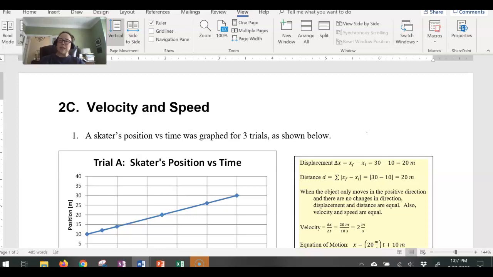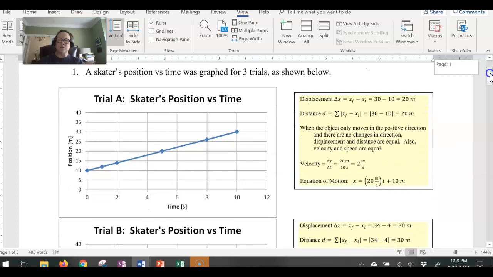This webcast is looking at Worksheet 2C, where we're talking about velocity and speed. In this worksheet, in the first problem, we have three position versus time graphs, and they're showing us a skater's motion during three trials. We're going to just take them one at a time to start with.